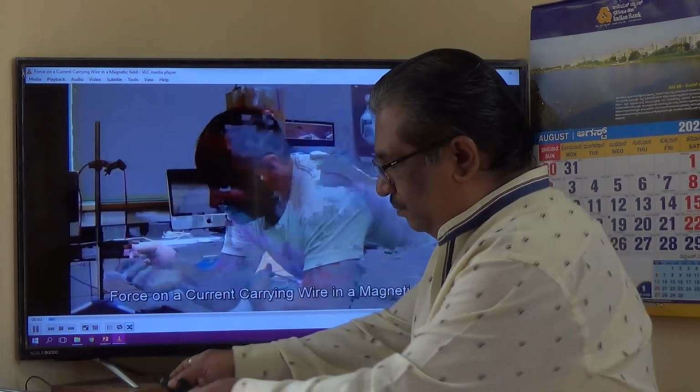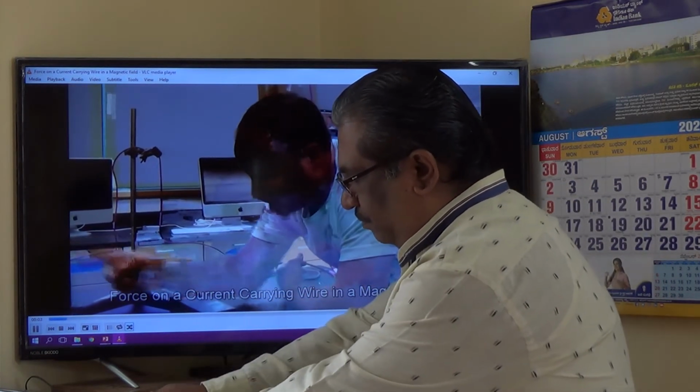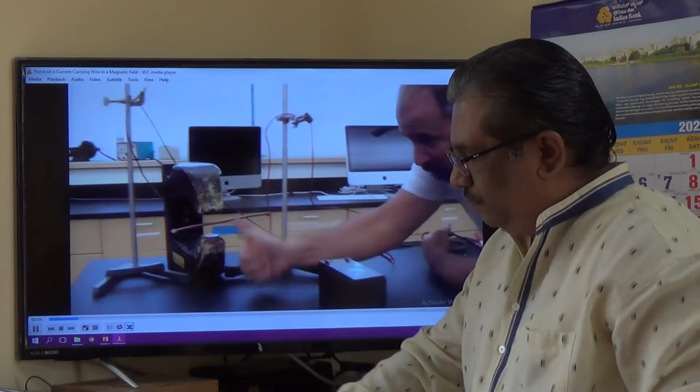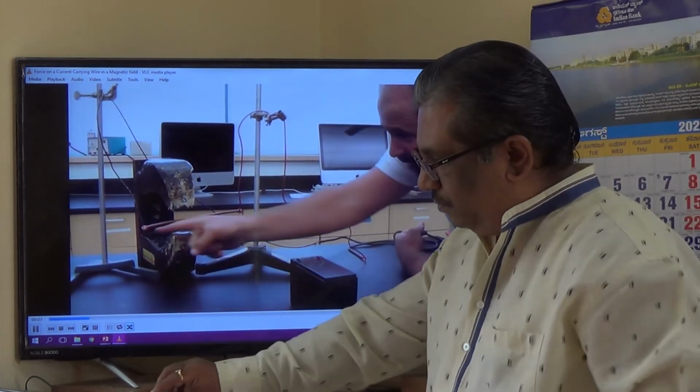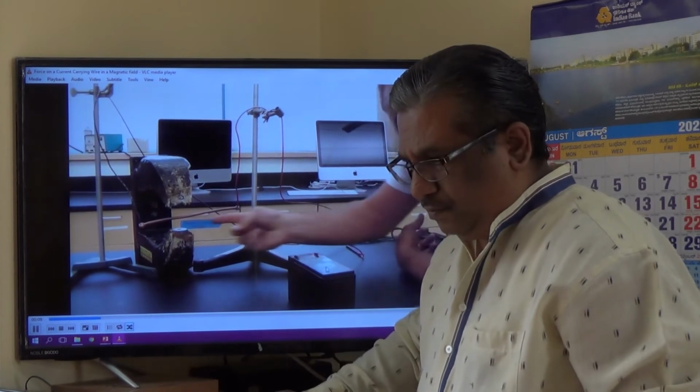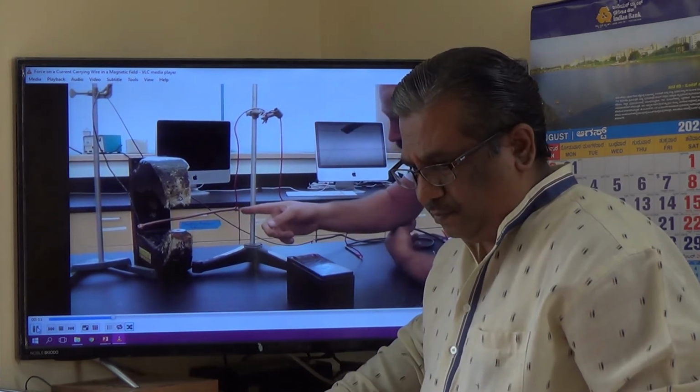So I have here a large magnet, south pole, north pole, so the field is pointing up. And then I have a big copper tube, which is connected to the wire.